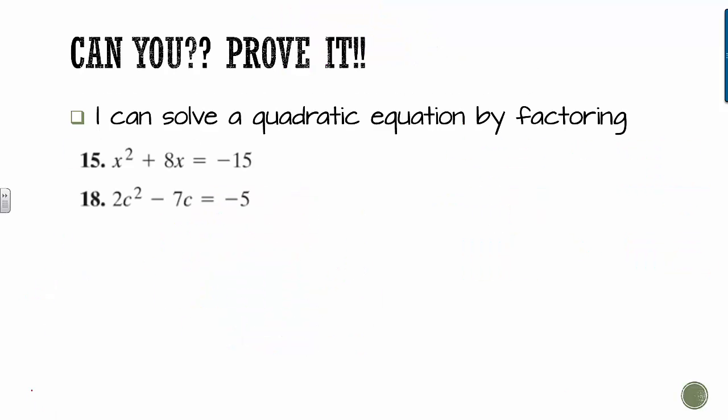So I left you two to try on your own. Remember that it has to equal 0 before you can do anything else. Write down any questions you have, and we can go over them in class.